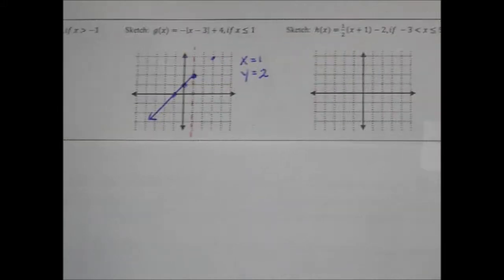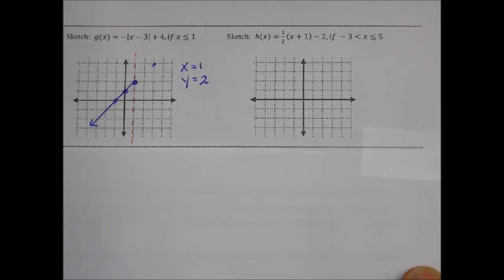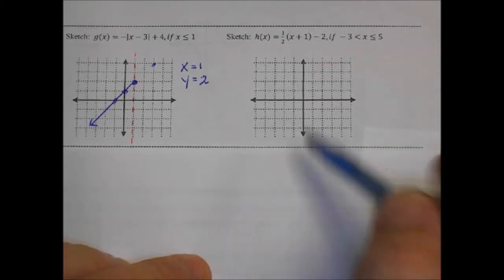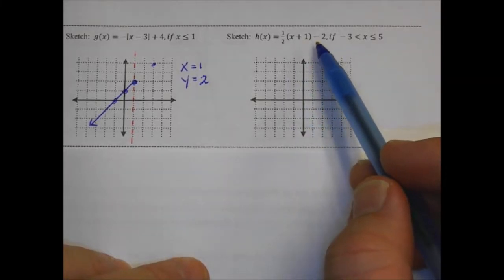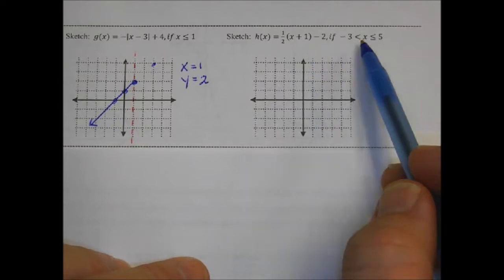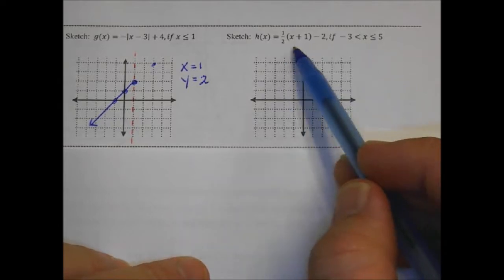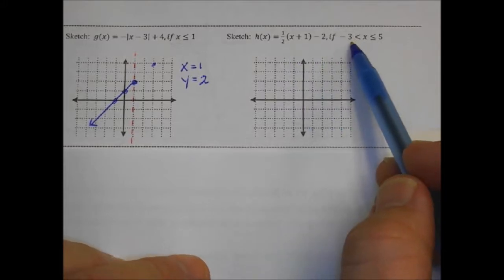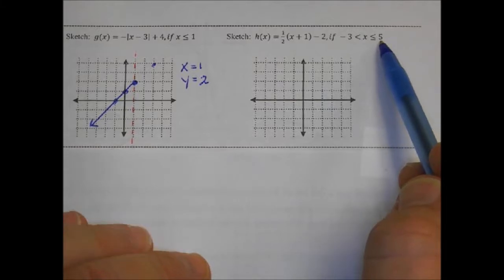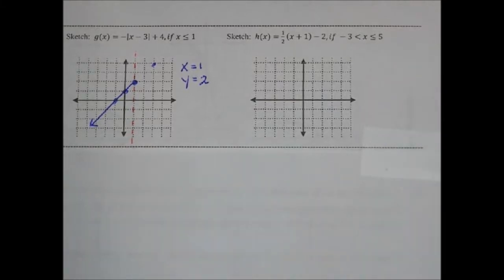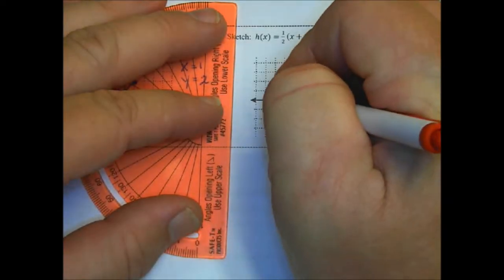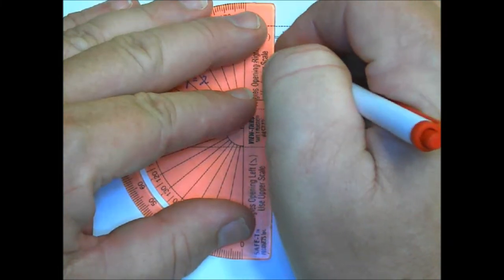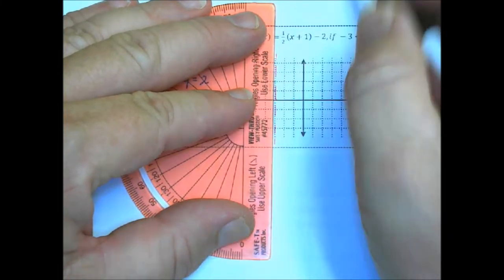Now let's move on to the one right next to it on the summary sheet. H of x. Judging by the characteristics of this equation, it's simply a linear equation. And we want to know, where is this linear equation? Where is the line between the values of negative 3 and positive 5? Well, let's put our little boundaries in. One of the boundaries is negative 3, and the other one is positive 5.